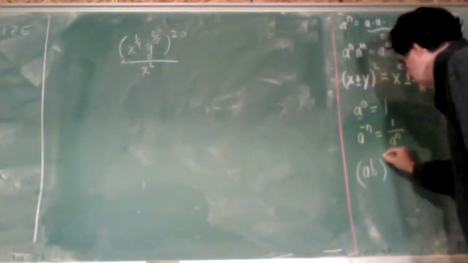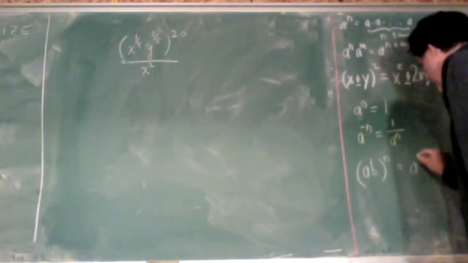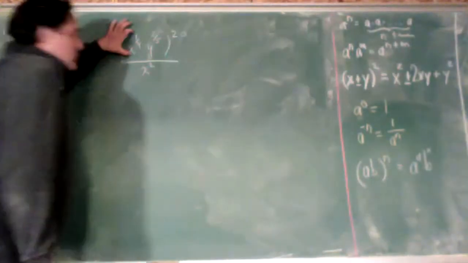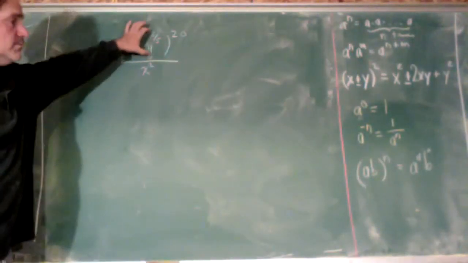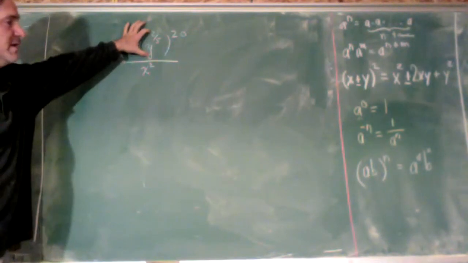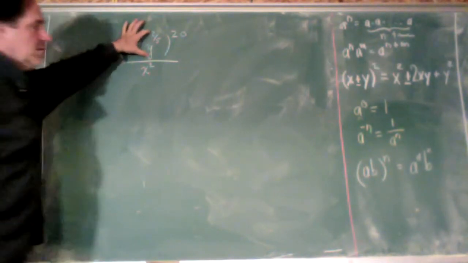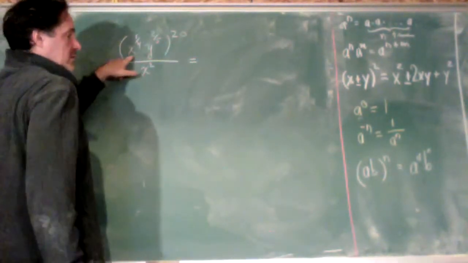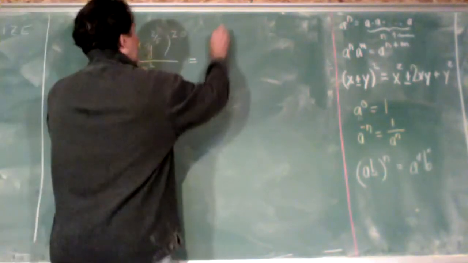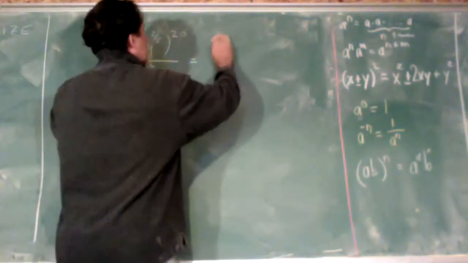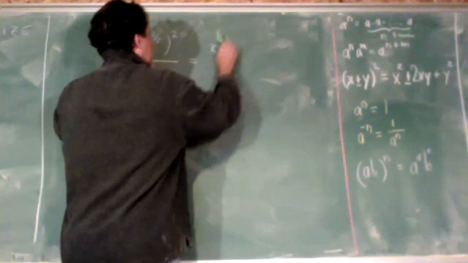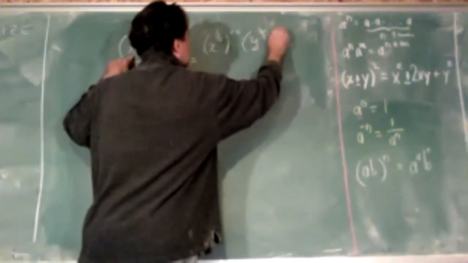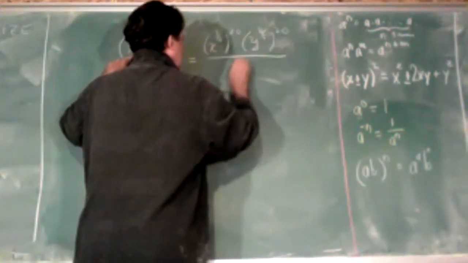A times b to some power n is equal to a to the n, b to the n. In this case, let x to the 1/4 power play the role of A, and let the role of B be played by y to the 2/5 power. Then n is 20, and we can immediately write x to the 1/4 to the 20th, y to the 2/5 to the 20th, all still over x squared.